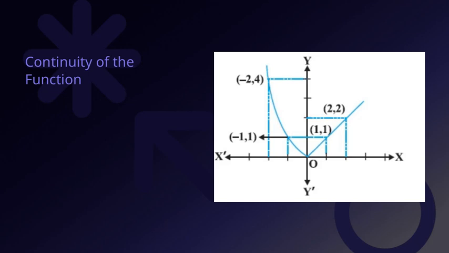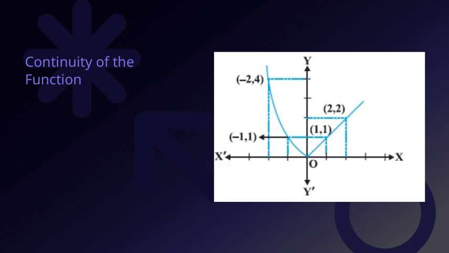Let's talk about the continuity of a function. When we say a function is continuous, we mean that there are no sudden jumps or breaks in its graph. It's like drawing the curve without lifting your pen off the paper. To understand this better, we need to look at a few key ideas.